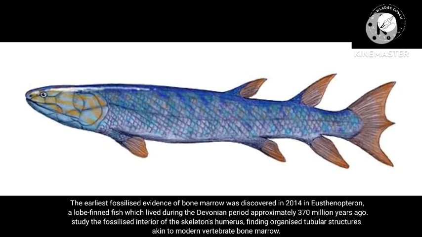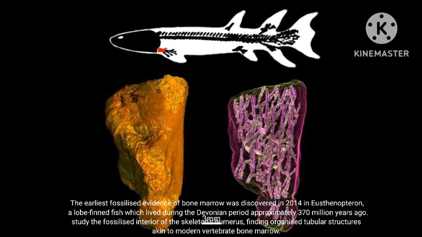The earliest fossilized evidence of bone marrow was discovered in 2014 in Eusthenopteron, a lobe-finned fish which lived during the Devonian period approximately 370 million years ago. Scientists from Uppsala University and the European Synchrotron Radiation Facility studied the fossilized interior of the skeleton's humerus, finding organized tubular structures akin to modern vertebrate bone marrow. Eusthenopteron is closely related to the early tetrapods, which ultimately evolved into the land-dwelling mammals and lizards of the present day.